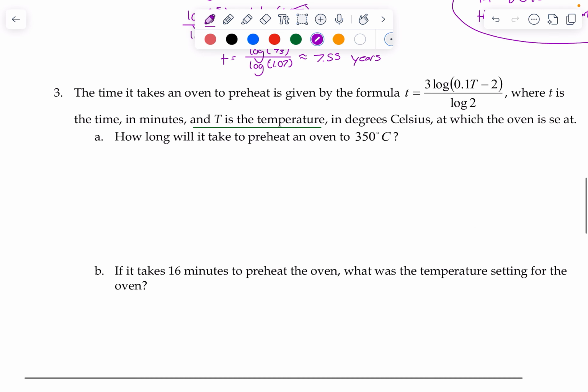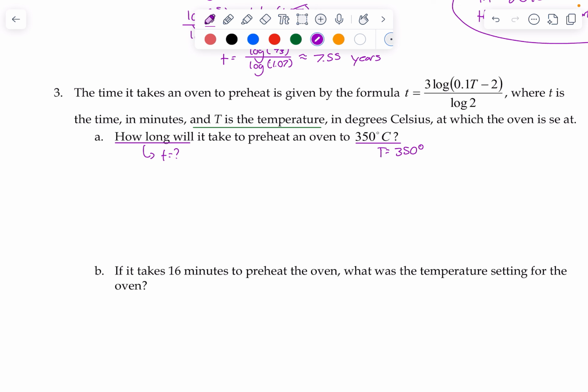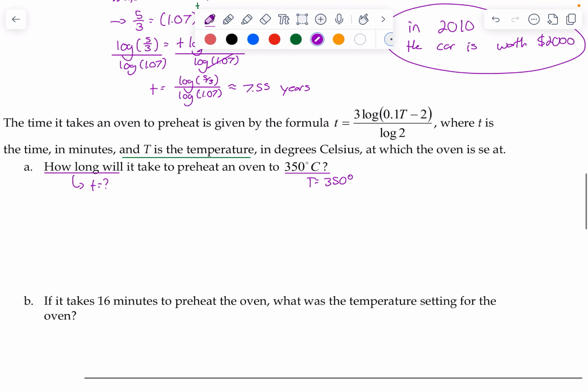So it is giving you the final temperature. So it's saying how long will it take. So it means this problem is saying calculate little t. And it's giving you what big T is. This is saying big T is 350 degrees. So those are really the only two variables that we have in the problem, right here and here. So let's just plug it in.